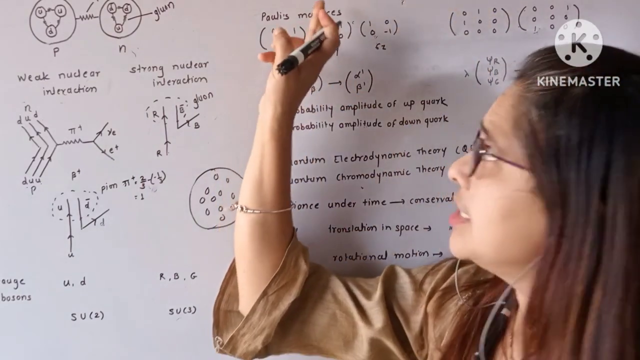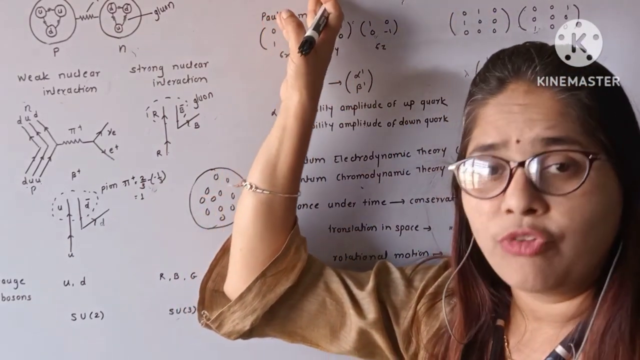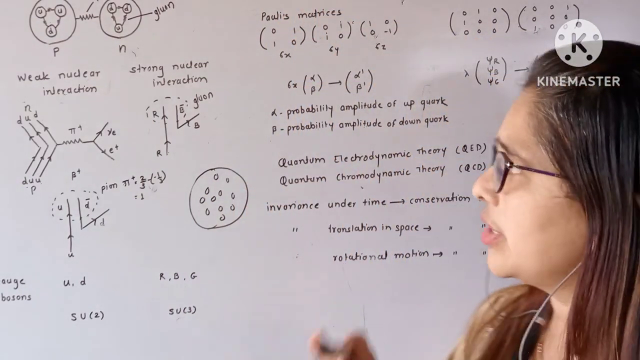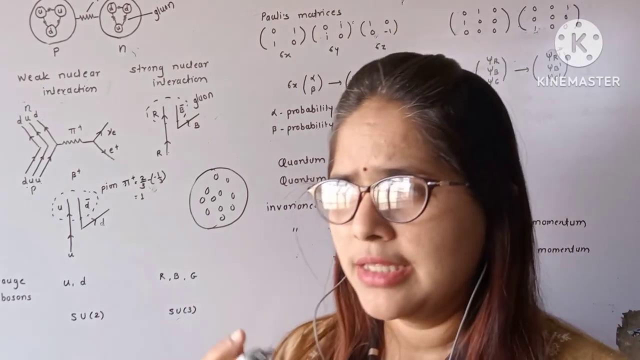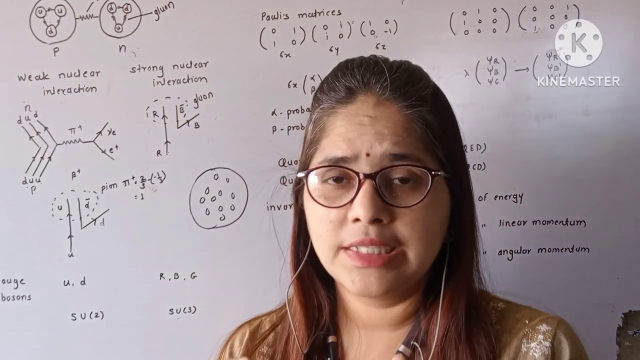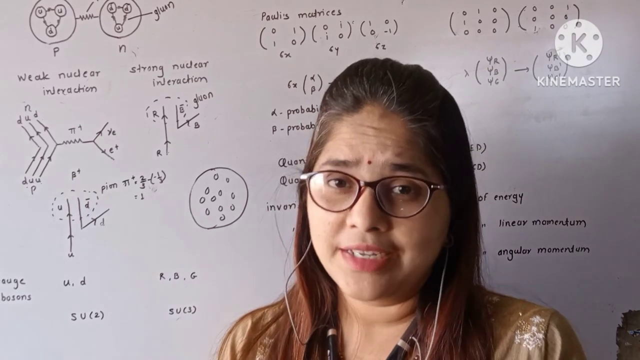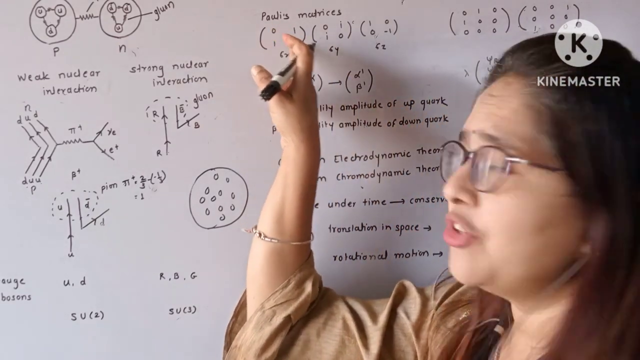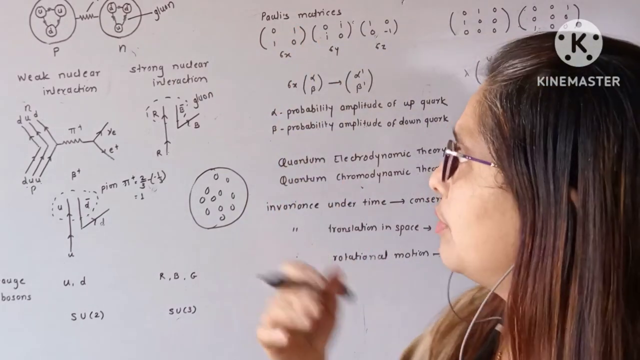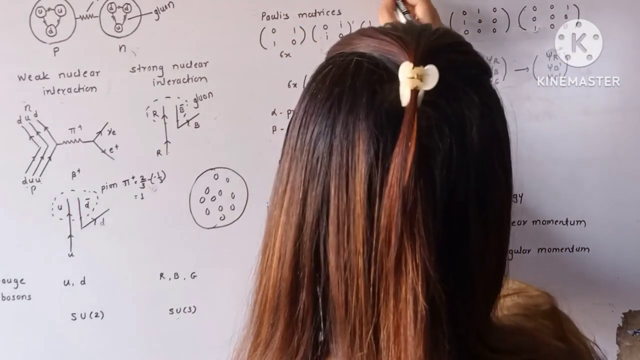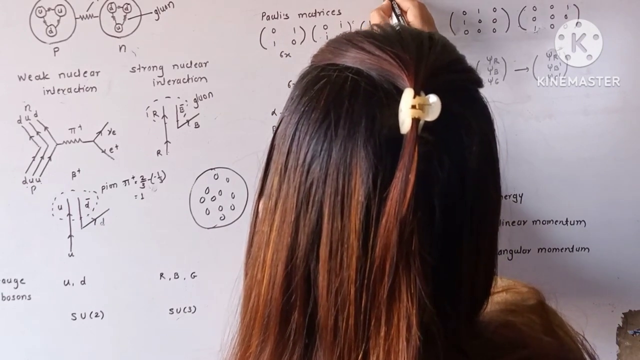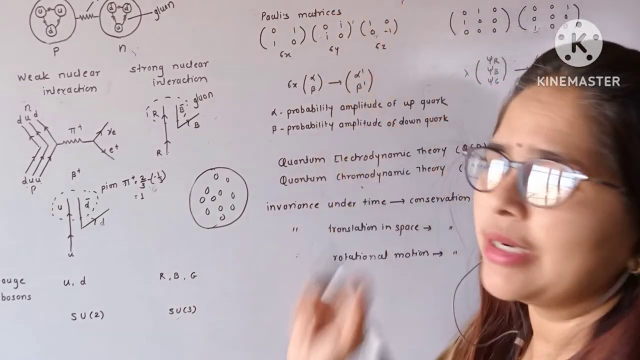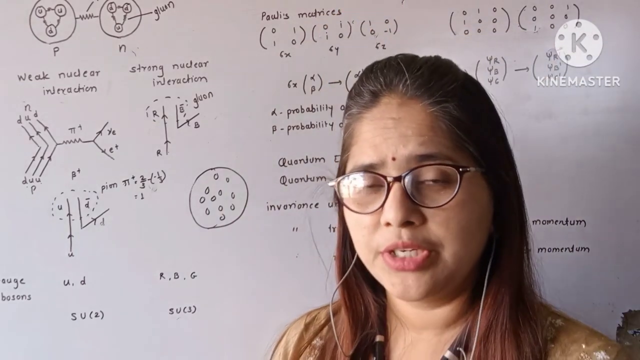This is nothing but the special unitary matrix of 2 by 2, and this is the special unitary matrix of 3 by 3. Special unitary matrix means a matrix whose determinant is equal to 1 and trace is equal to 0. Trace is nothing but the sum of the elements on the diagonal, which must be equal to 0. Let me write the condition over here: determinant M is equal to 1 and trace is equal to 0. Such matrices are called special unitary matrices.